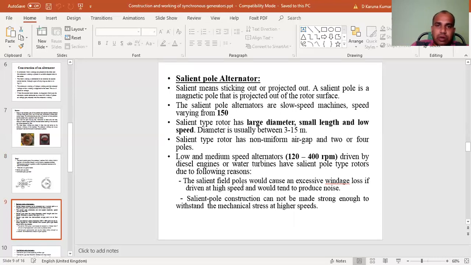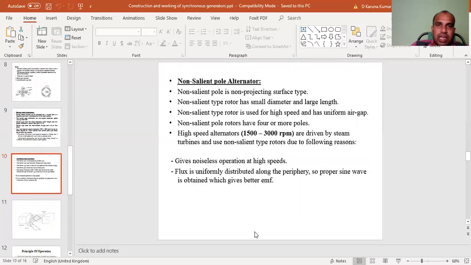The salient pole is excluded in high speed machines because it causes windage losses and produces noise at high speed. So the salient pole construction cannot be made strong enough to withstand mechanical stresses at higher speed.